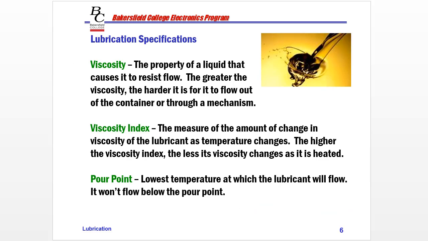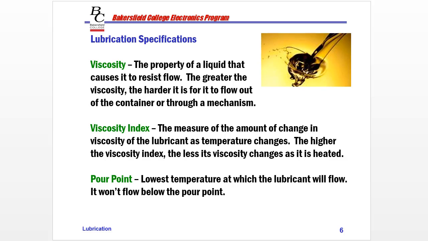Next, let's get into the specifications of lubricants. Viscosity is the property of a liquid that causes it to resist flow. So if we have a higher viscosity, the harder it is for that liquid to flow out of the container and into a machine. For example, in normal car differentials, for say a 2000 pickup truck, we'll have a 90 weight gear oil. That is the viscosity. That's the Society of Automotive Engineers viscosity rating, 90.